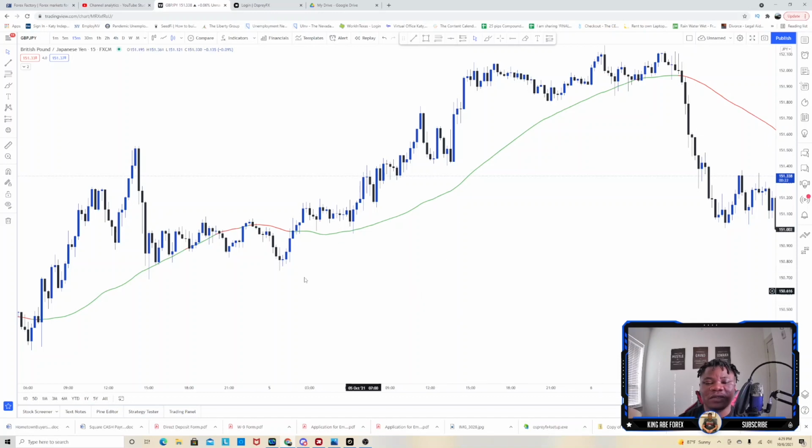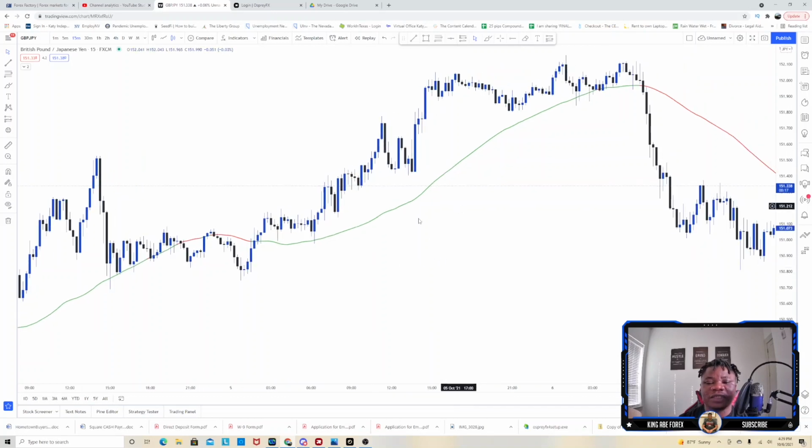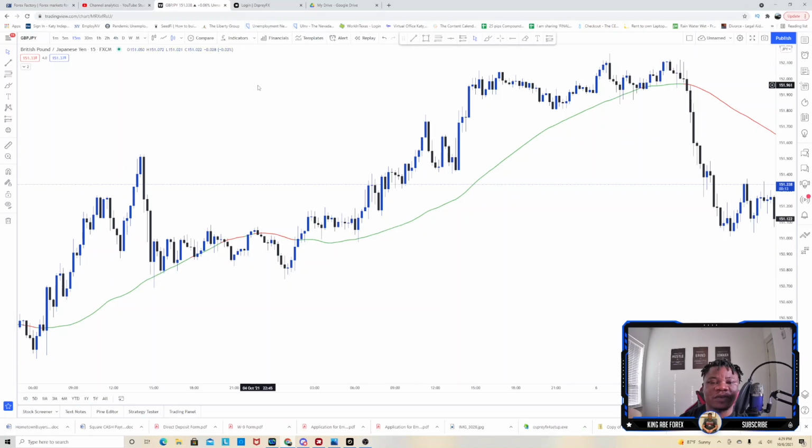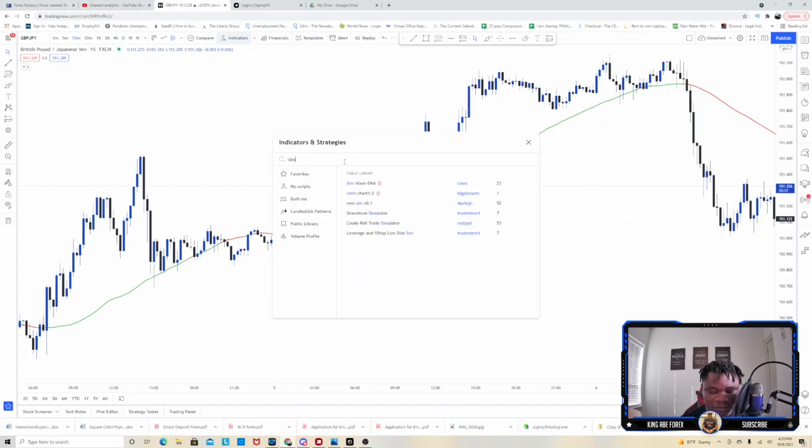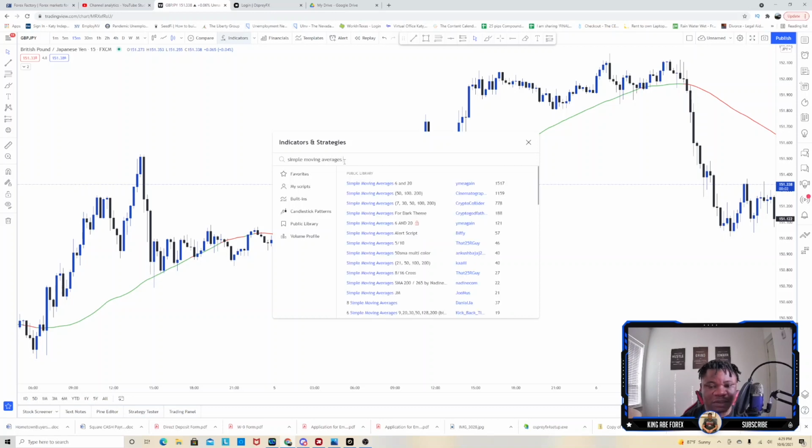Now, if you look at my chart, you'll see I only have one indicator, and this is the simple moving average. You can see it's different. If you want to use this indicator, you go to indicators and you search for simple moving averages. Make sure it's the first one that says stocks in box. I'm going to have the name down below in the description as well. Once you're done, you just click OK.